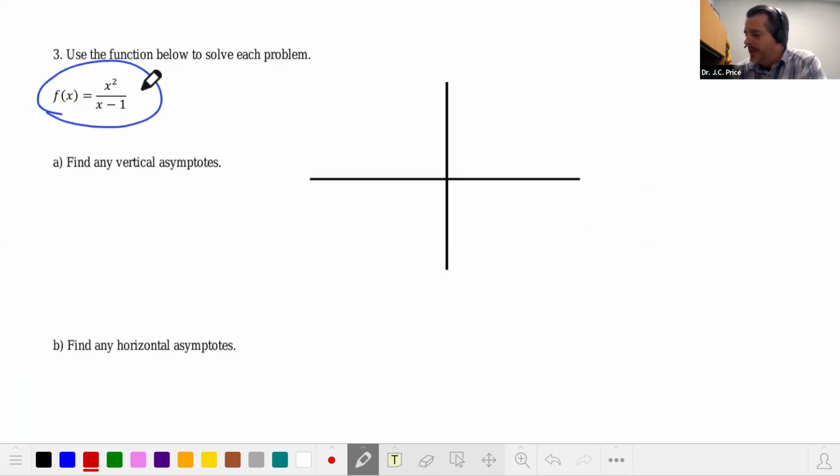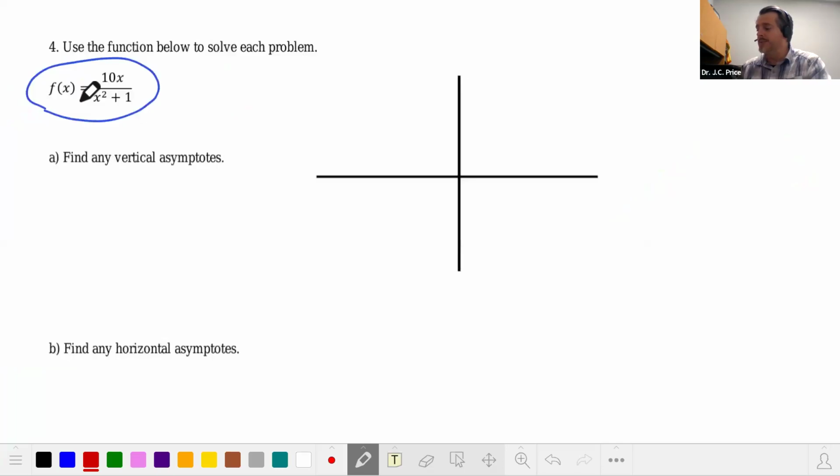And so this one, oh, it's already factored. You can't factor x squared. X squared is just x times x. And x minus 1, of course, is x minus 1. So that's good to go. And we come to the next one, try to factor it. Well, 10x is already factored. And now here's a tricky one.